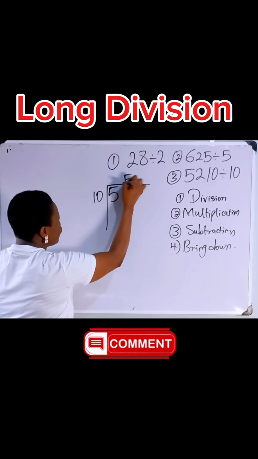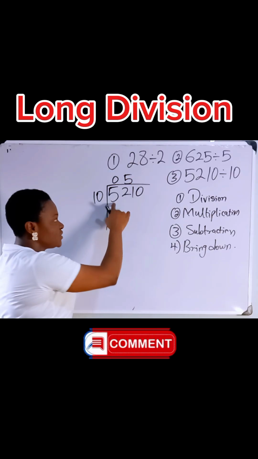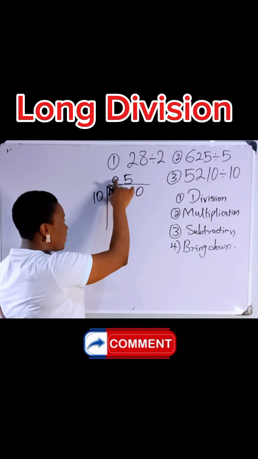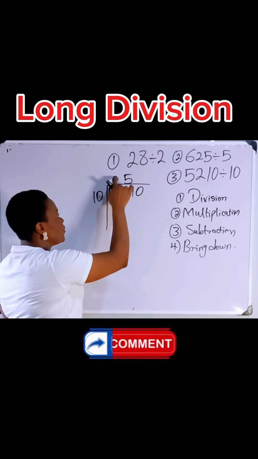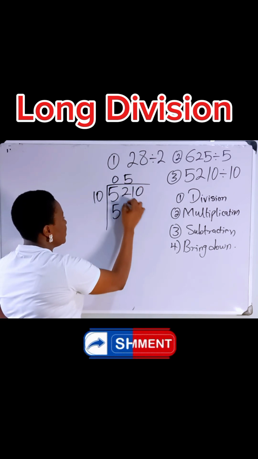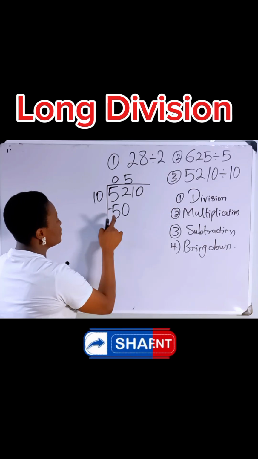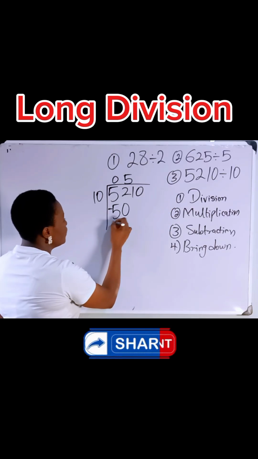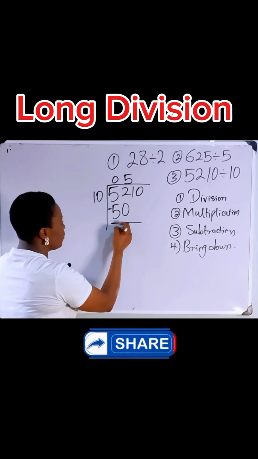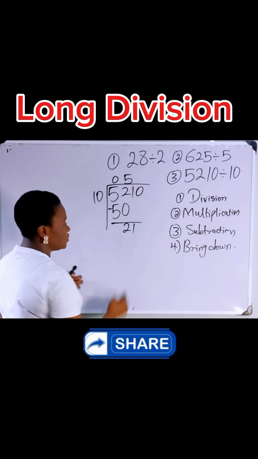Remember that we are writing it on top of these 2, because this will be 0, since this is not possible. So we'll write 0 here. So 5 times 10 will give us 50. Then we'll subtract. We've done division, multiplication, then subtraction. So 5 minus 5 is 0. So 2 minus 0 will give us 2. We'll bring down 1.